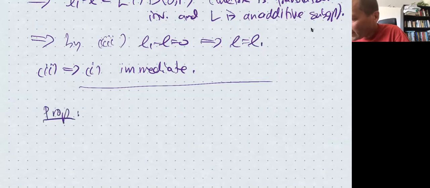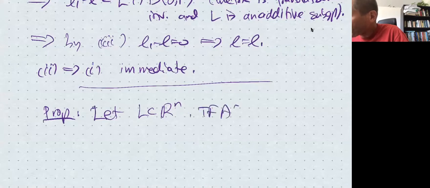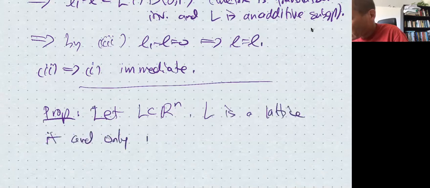The following, so let L in Rn be some subset. The following are equivalent. So let me write this way. L is a lattice if and only if, one, L is an additive subgroup.